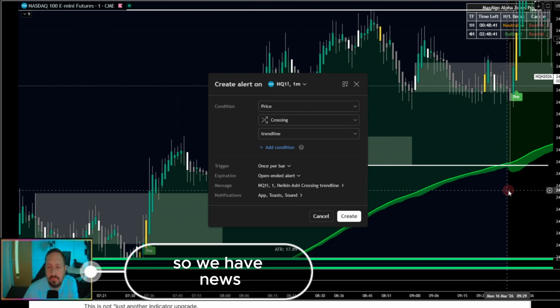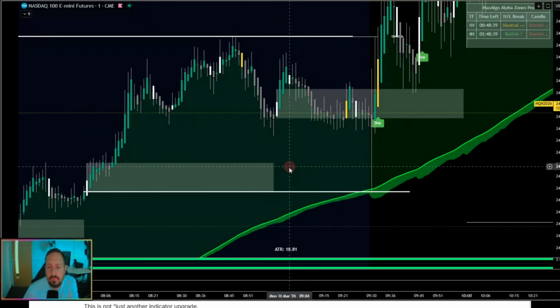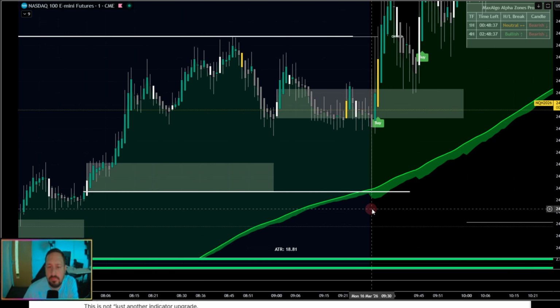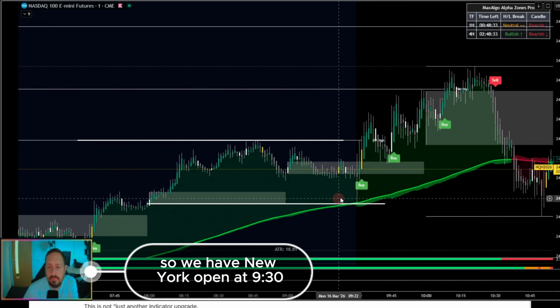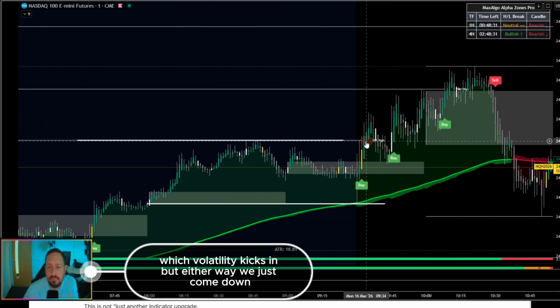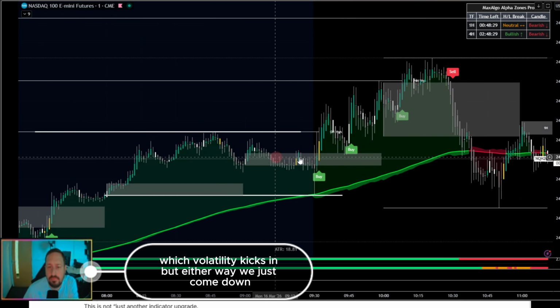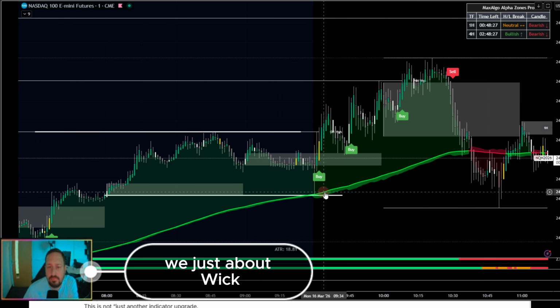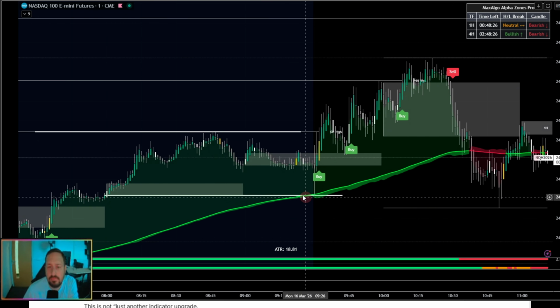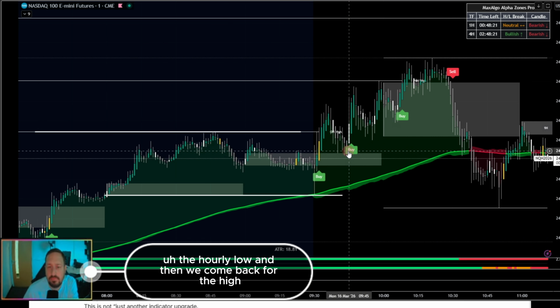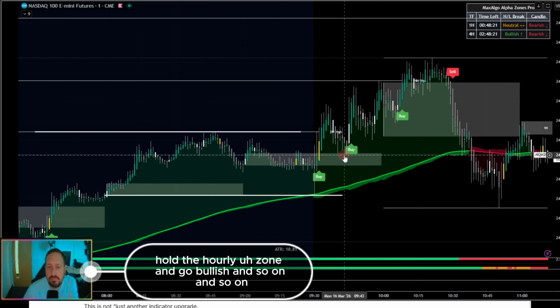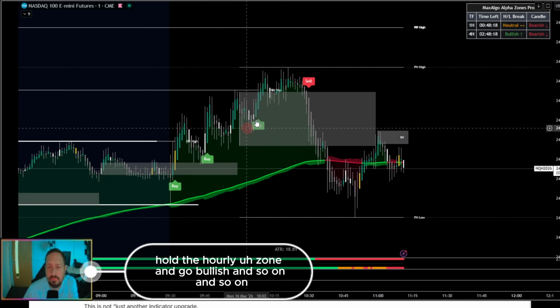So we have news. So we have New York Open at 9:30, which volatility kicks in. But either way, we just come down. We just about wick the hourly low, and then we come back for the high, hold the hourly zone, and go bullish, and so on and so on.